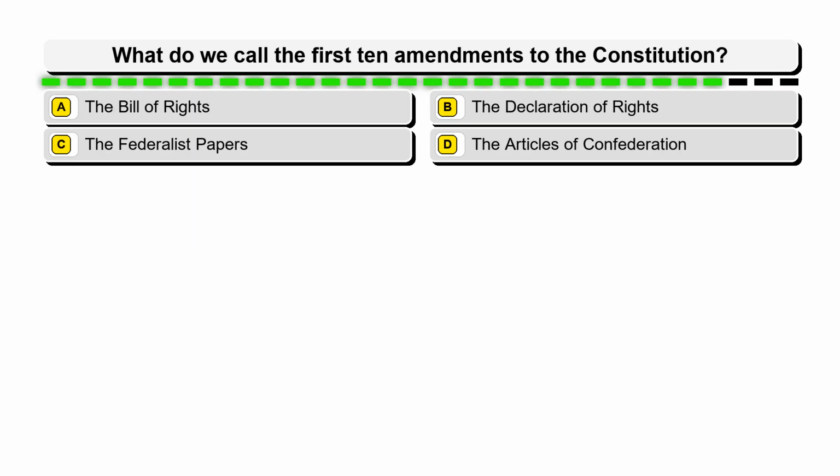Question 39. What do we call the first 10 amendments to the Constitution? Option A, the Bill of Rights. Option B, the Declaration of Rights. Option C, the Federalist Papers. Option D, the Articles of Confederation.